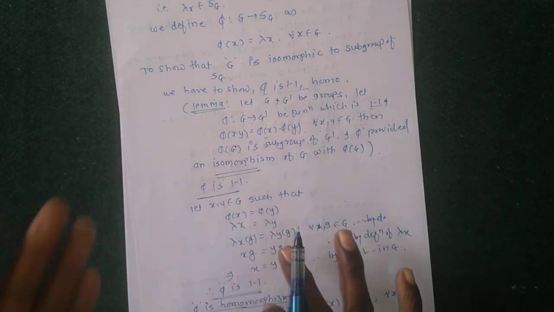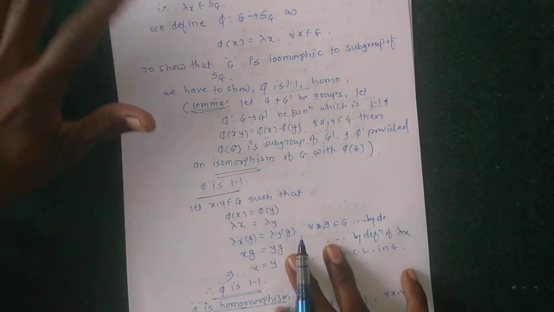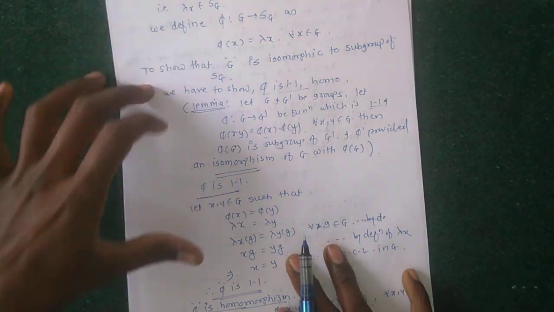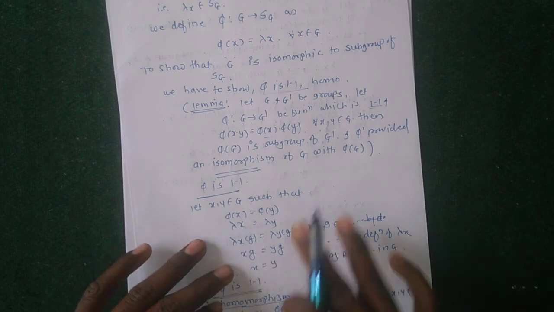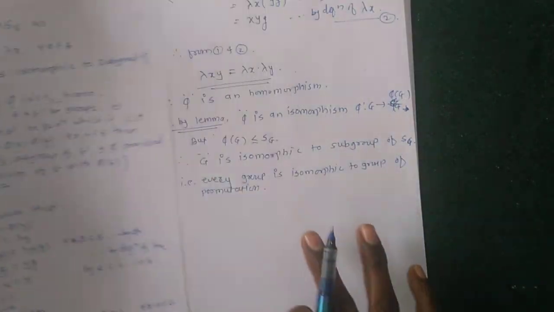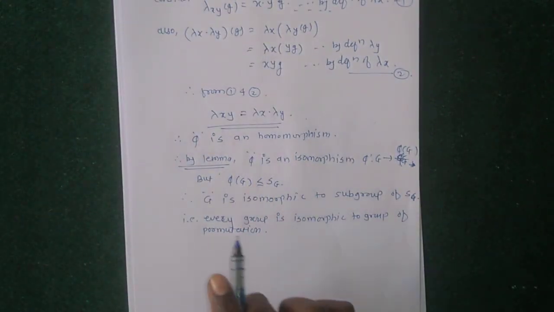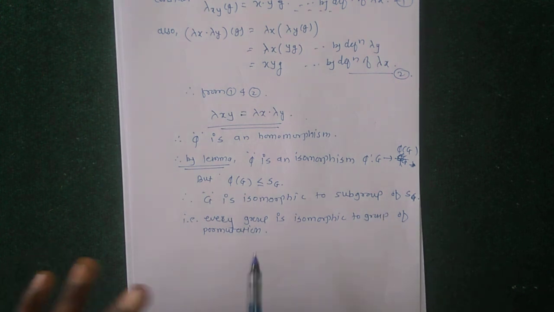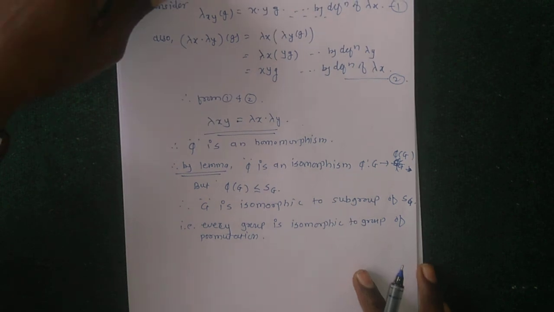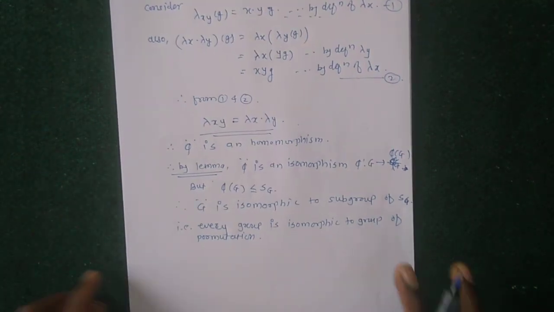Using this lemma, first show 1-1 and onto, then define the next map and show 1-1 and homomorphism, then use this lemma to show that G is isomorphic to a subgroup of SG, that is, every group is isomorphic to a group of permutations. This is the trick to prove this theorem, and this is a very important theorem for the university exam.